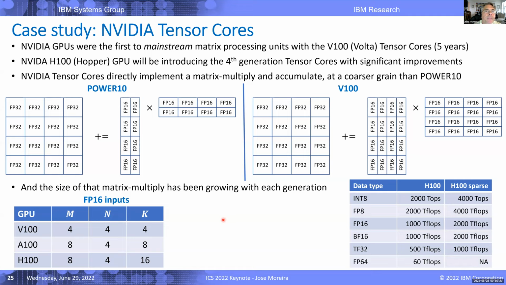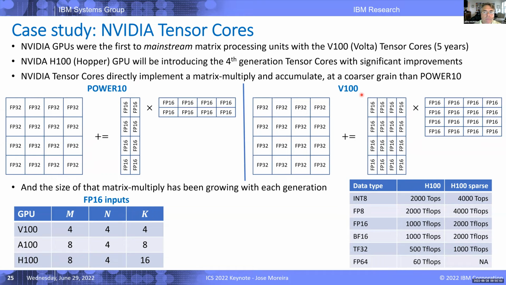And they are very similar in what they implement in terms of matrix sizes. They've been growing their sizes because they want more performance. So a natural way to get more performance out of a matrix unit is to grow the size of the matrix that you're computing. But if you go to the V100, it was not very different.